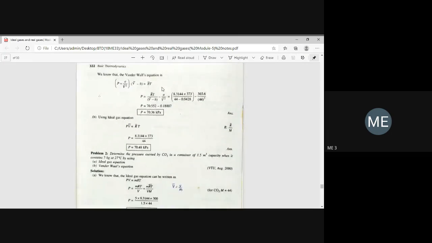R bar T divided by V bar minus B minus A by V bar square. So R bar is 8.3144 into temperature, and don't put the temperature in degree Celsius. You have to convert degree Celsius into Kelvin. So 100 plus 273, it is 373, divided by V bar is 44 minus B is 0.0428, minus 365.6 divided by 44 square. So you'll get the P as 70.36 kilopascal.